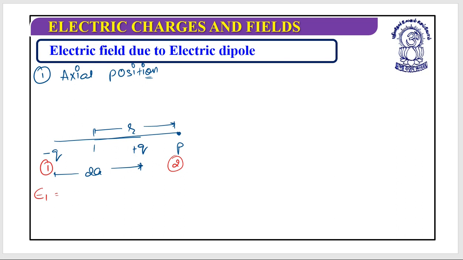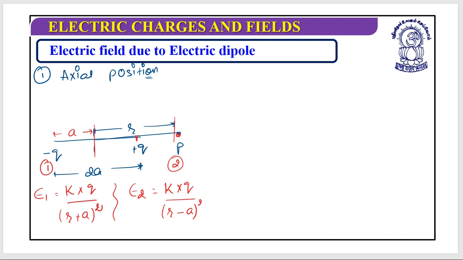What is the master formula for a point charge? It is K multiplied by Q divided by the square of the distance. So here it is K multiplied by Q divided by what would be the separation? Here it is point P. This separation is r, and it is 2a, it's a midpoint, so this separation is a. So I should write it as r plus a whole square. This is E1. Now what would be E2? Here it is plus Q, so this separation is r minus a. This is K multiplied by Q divided by r minus a whole square.